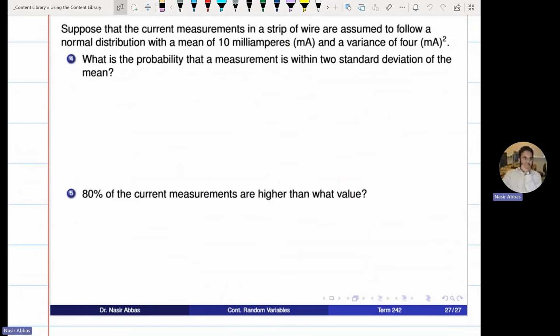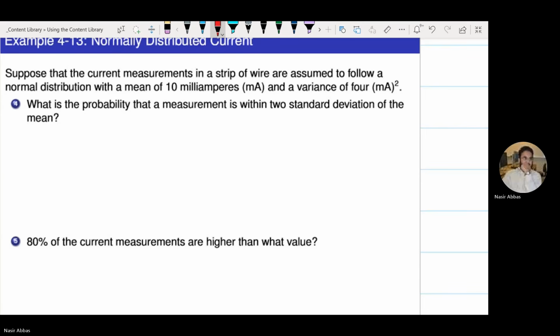Now we'll quickly do these couple of questions and move on towards the last distribution. This question says, what is the probability that the measurement is within 2 standard deviations? Read the question again and try to see what exactly is the question.